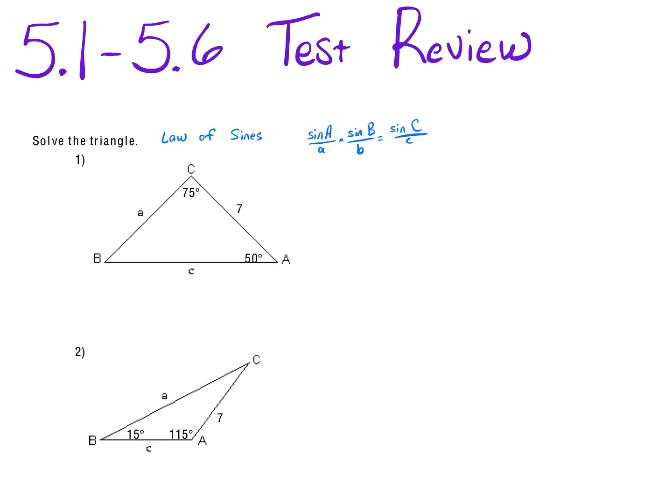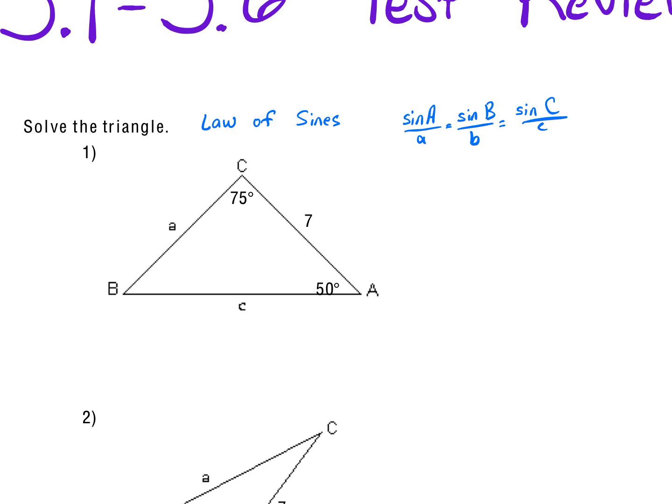For 1, you have side length B of 7, and angles A is 50 degrees and C is 75 degrees. To find angle B, we can do 180 minus the sum of angle A, which is 50, and angle C, which is 75. So we can use our calculator, which you will need for your test. We do 180 minus the sum of 50 and 75. It gives us that angle B is 55 degrees.